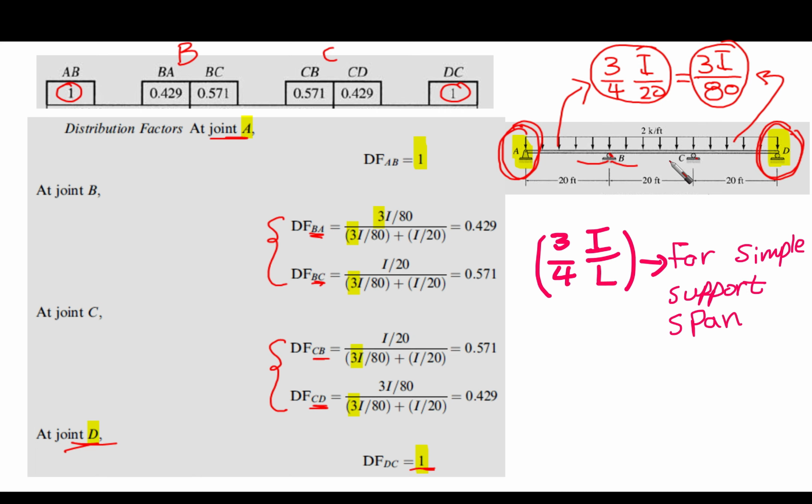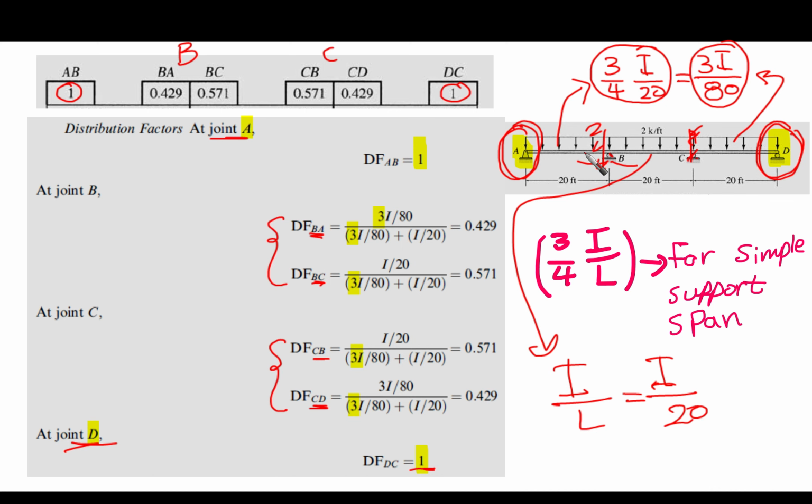However, for the member BC, it is I over L, which is going to be I over 20. Because here it is as if it is fixed here and here, so we are using relative stiffness I over L equal to I over 20. Okay, now let's go and make the distribution factors as usual.